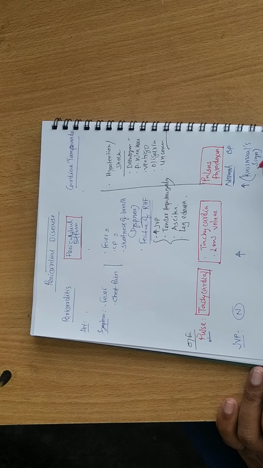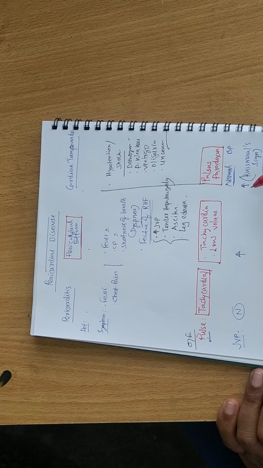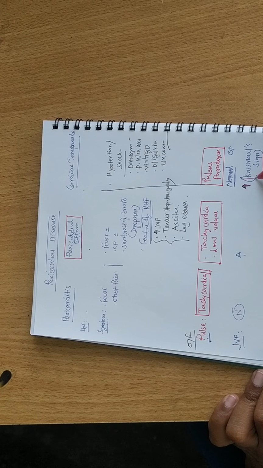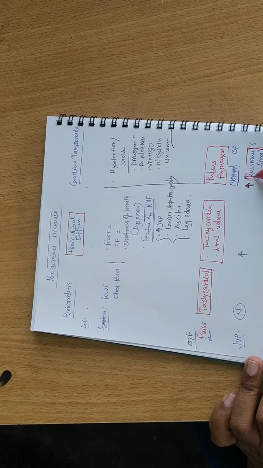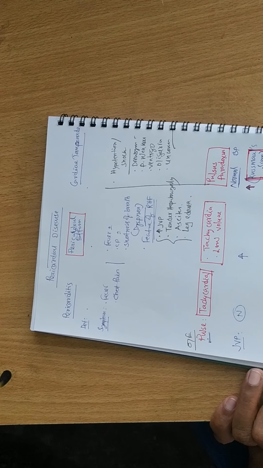So JVP in case of cardiac tamponade is increased during inspiration, and this increase in JVP during inspiration is called Kussmaul sign. This name is after the scientist Mr. Kussmaul.